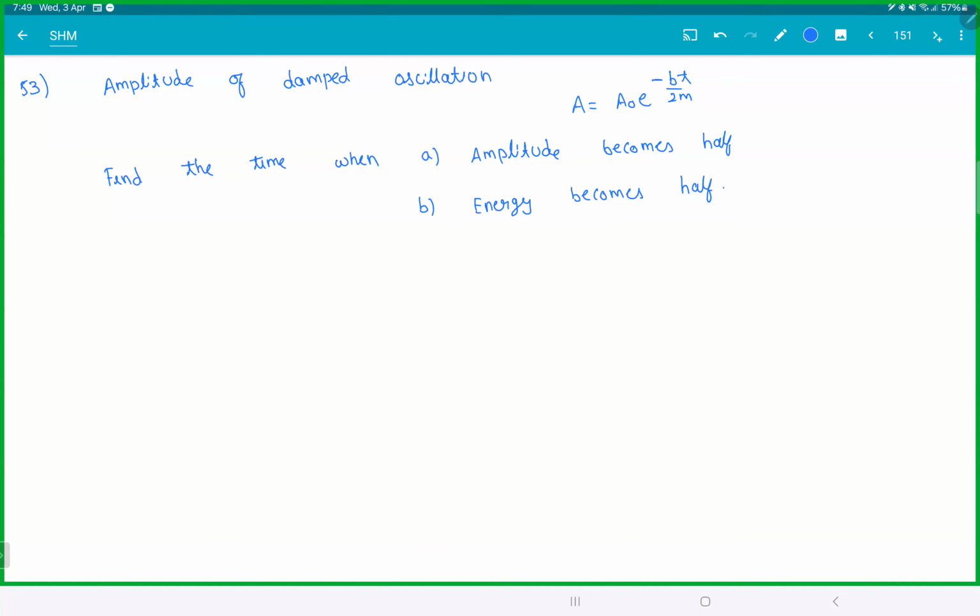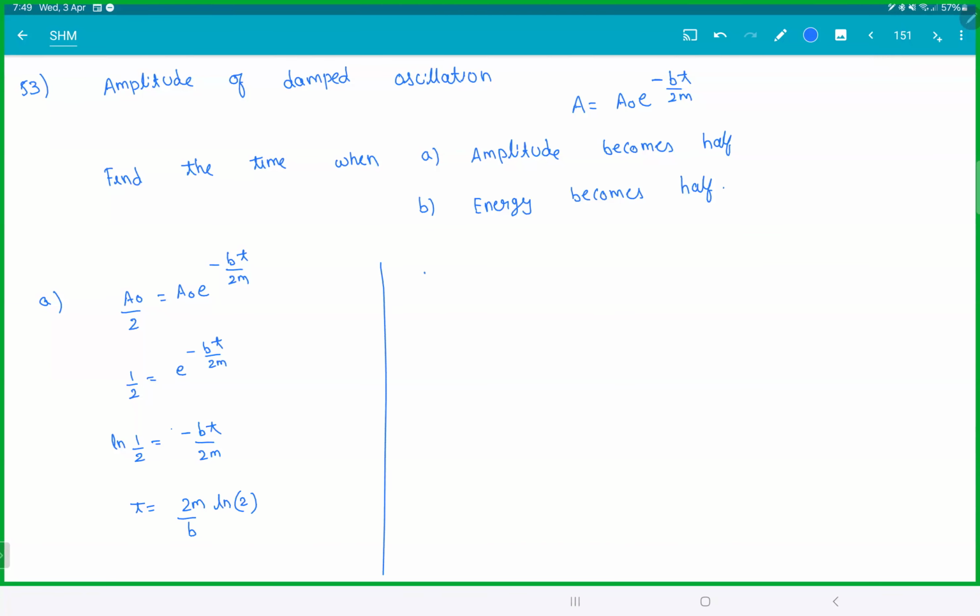ln will come. See for the first one. A naught by 2 is equal to A naught e power minus bt by 2m. Put ln on both sides. ln of half is e power minus bt by 2m. t will be minus... Correct. ln of half will be minus bt by 2m. So t will be 2m by b ln 2.